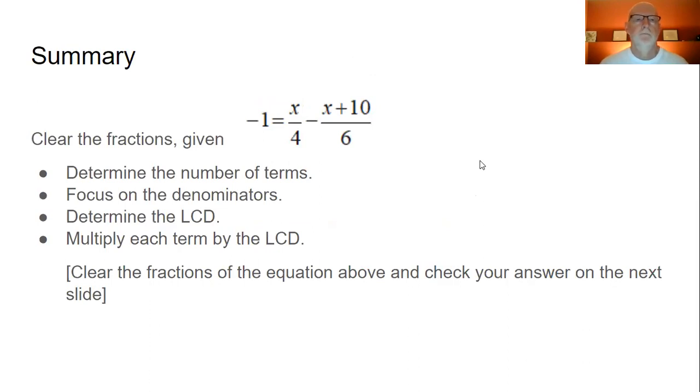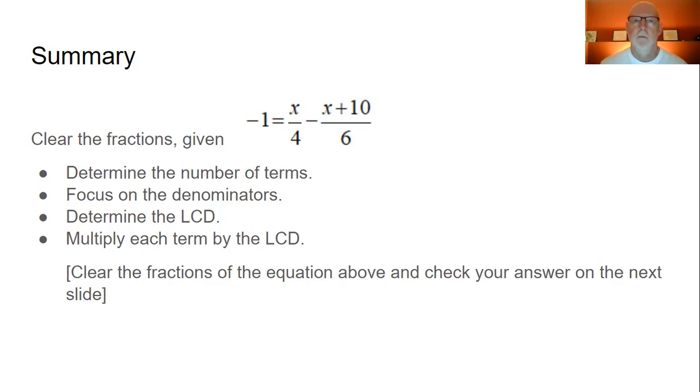Summary. I'm giving a question here and asking you to complete this one. I would suggest you maybe pause so you can check the answer in the next slide. But if we were given this equation and asked to clear the fractions, in summary, determine the number of terms. So here we've got three terms: a -1 on the left side of the equal sign, x over 4 and negative x plus 10 over 6. It's two terms on the right.